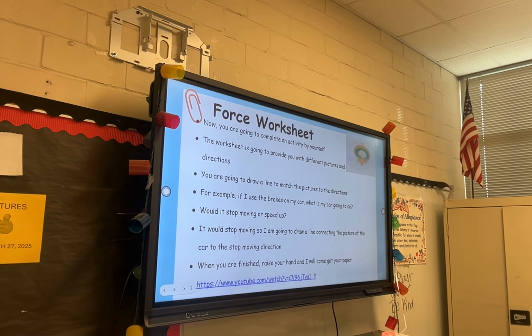So it says you can use force to make something move, stop, speed up, slow down, change its direction, or even change its shape. So you are going to draw the lines to match. It's giving you pictures of different things you could do, like kick a ball, squeeze clay or Play-Doh.